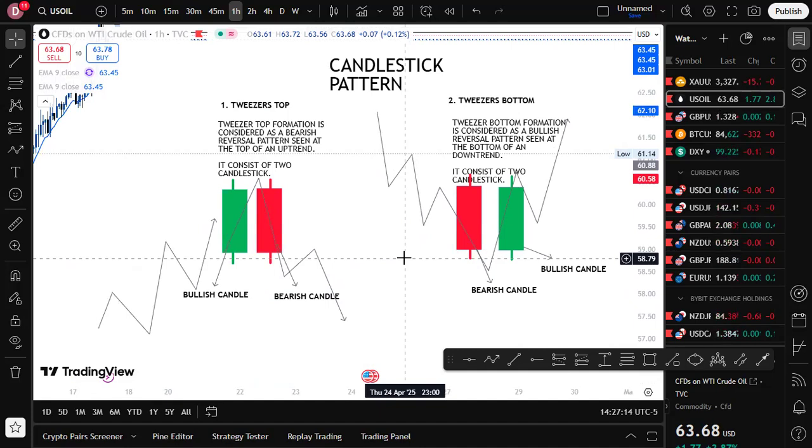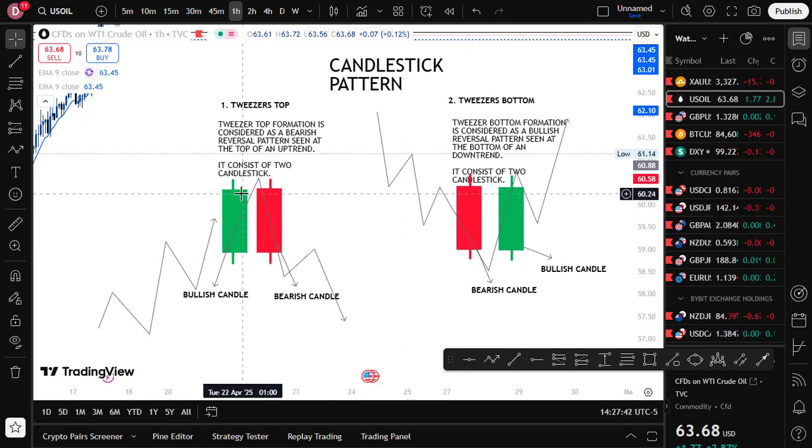So today we talked about two other candlestick patterns, the tweezer top and the tweezer bottom. The tweezer top formation is considered a bearish reversal pattern seen at the top of an uptrend. It consists of two candlesticks. The first candle is the bullish candle because we are going up in price before the reversal happened, and the second candle is the bearish candle. You mostly see that they are about equal size in price, right? The sizes of the candles are mostly equal.